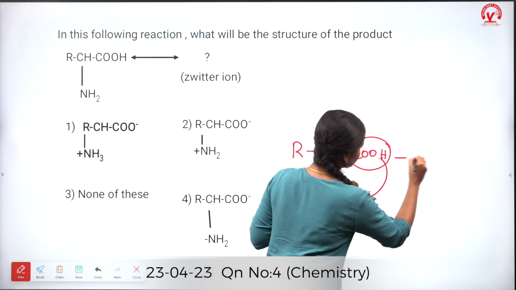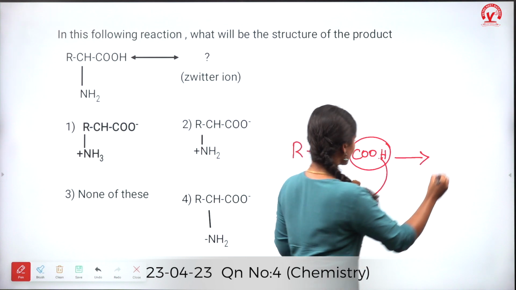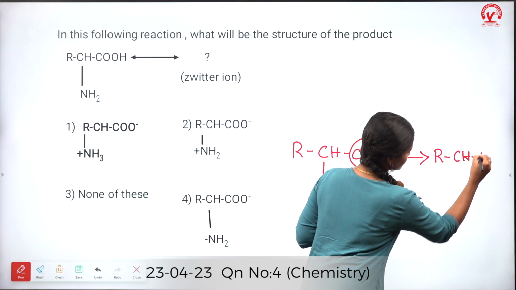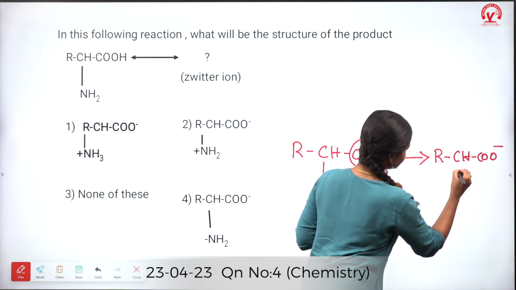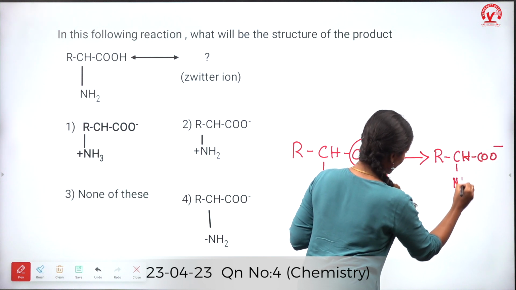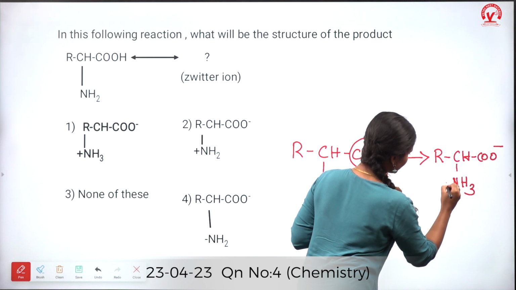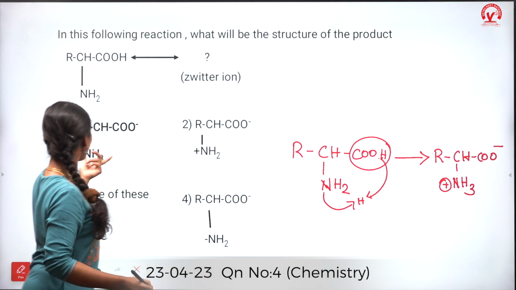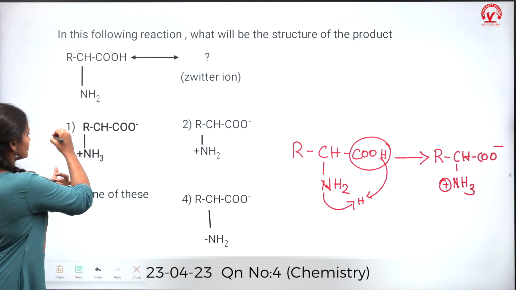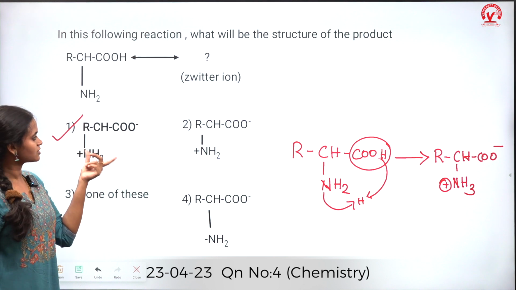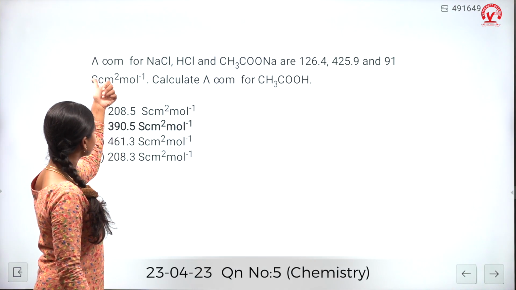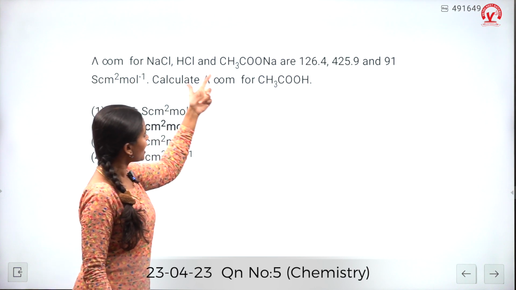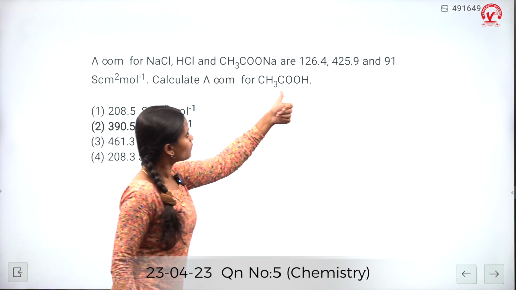So it leads to the formation of a dipolar compound, that is R CH COO minus NH3 plus. So the answer is option 1. This is the dipolar compound. This is Zwitter ion.